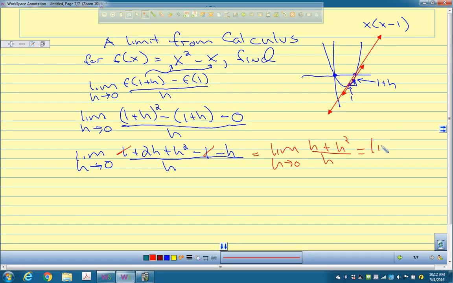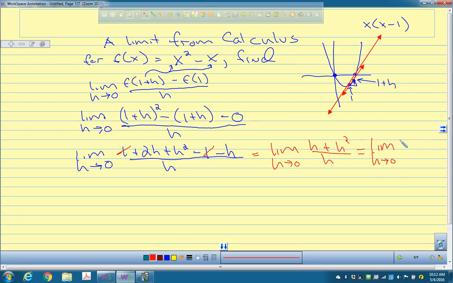So I could rewrite this as a limit. What's wrong with h? It just sounds weird. It's like one of those words, how do you spell it? I have an h in my side. H.